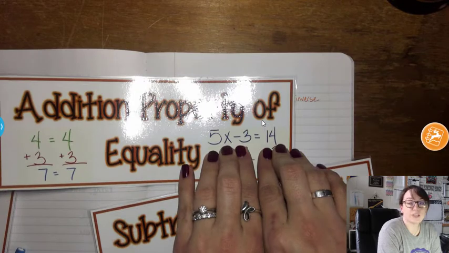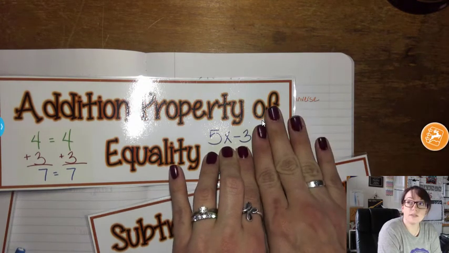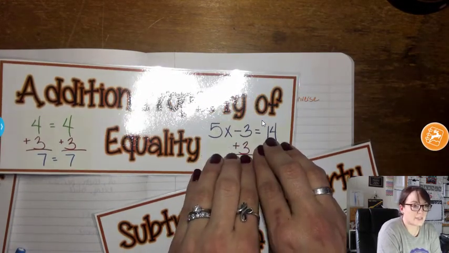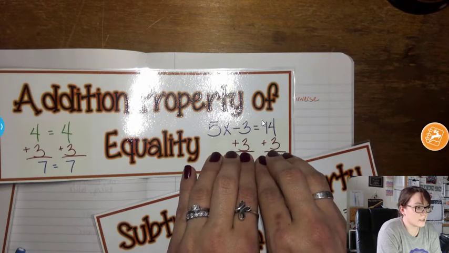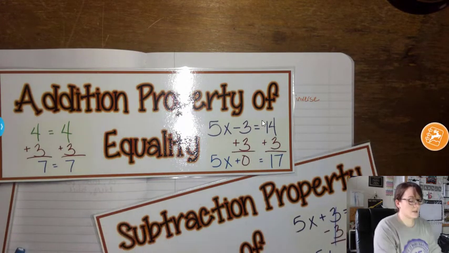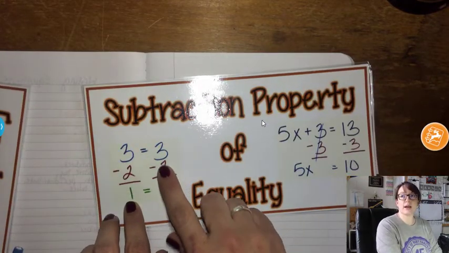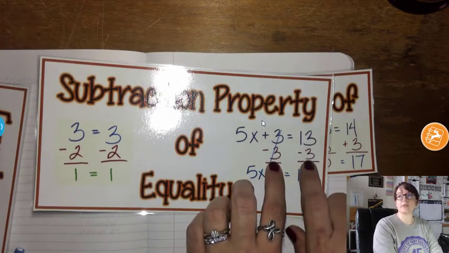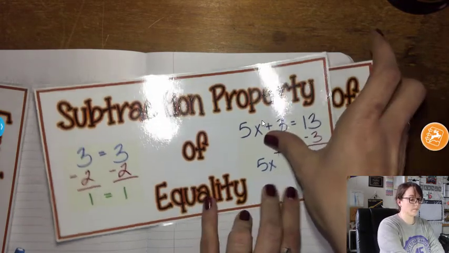if 5x minus 3 is equal to 14, so this equals this. If I add 3 to the left side, I must add 3 to the right side to keep it balanced. So I end up with that. Negative 3 plus 3 is 0. Same thing with subtraction. You can minus on the left as long as you minus on the right. So if you take away 3 from the left side, you must take away 3 from the right side. And here's your new equation. Okay?